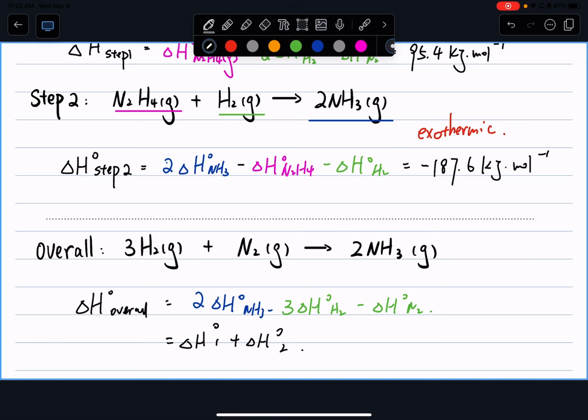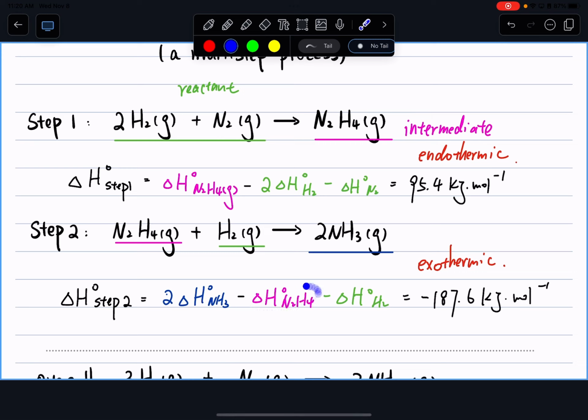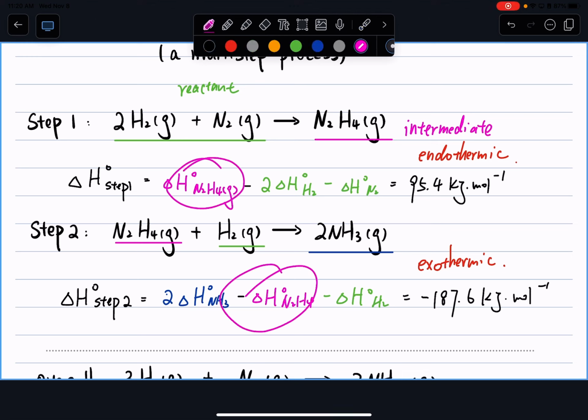All right, and the way to think about this process is now this intermediate will cancel out when you add your delta H for step 1 and delta H for step 2 together, and this will cancel out with each other. So it doesn't show up in your final expression.